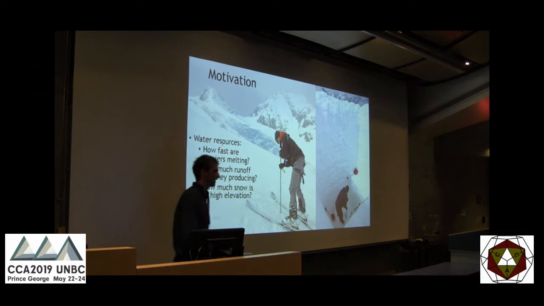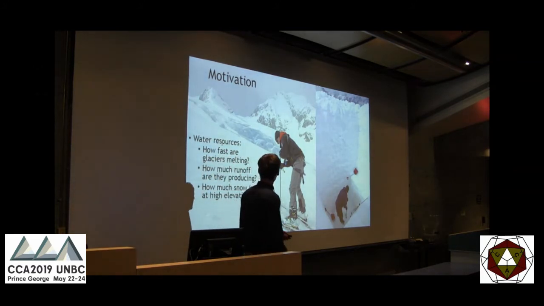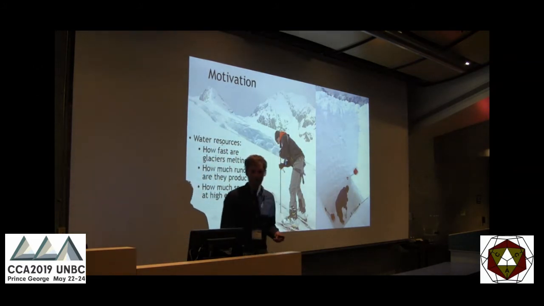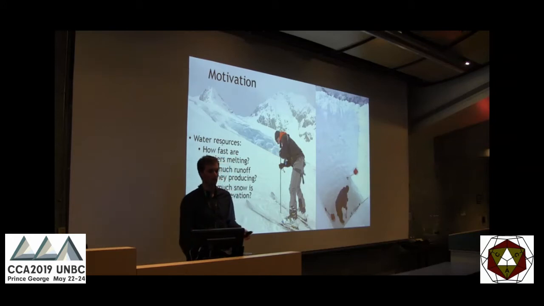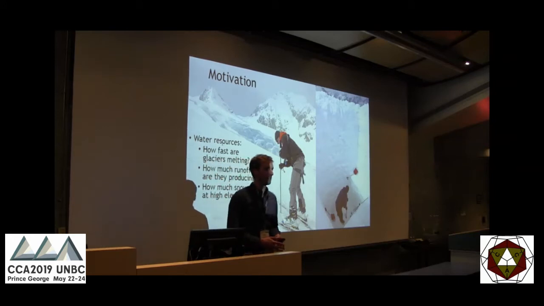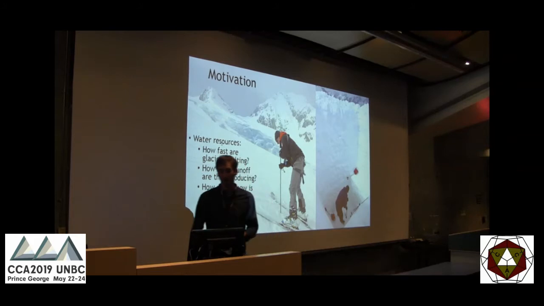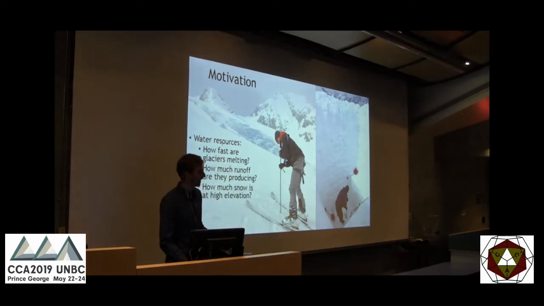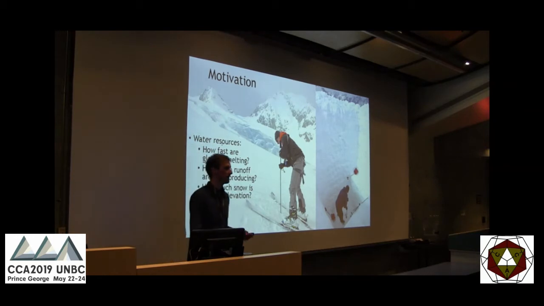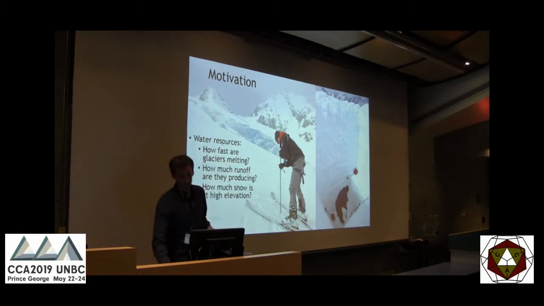So the primary motivations, at least from the funder's point of view for this project, is how fast are the glaciers that were in the Columbia Basin, how fast are they melting, how much runoff do they produce downstream, so both for the Columbia itself and for the smaller rivers that feed into the Columbia, and how much snow actually exists at high elevation. It's something that's not measured in the province.